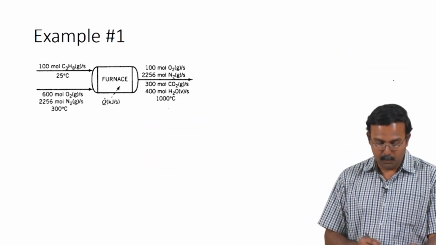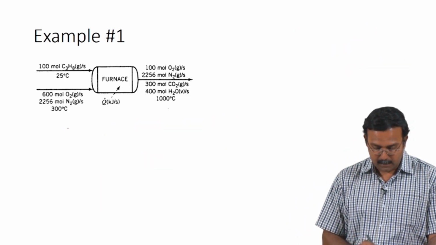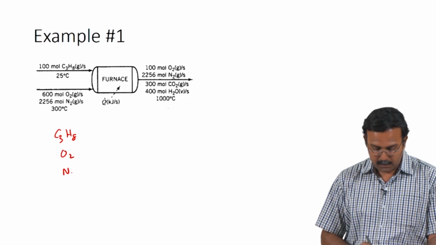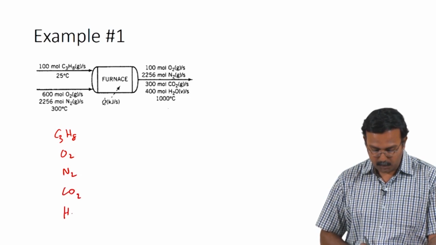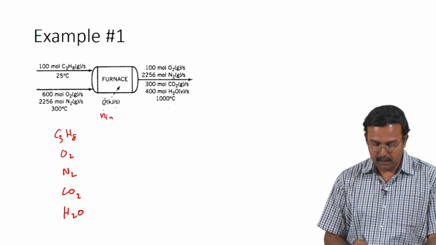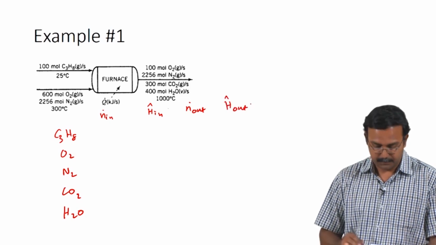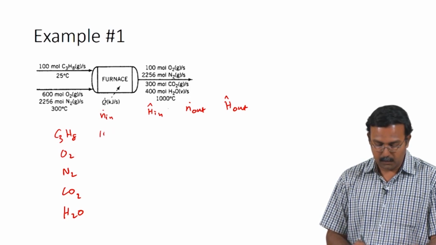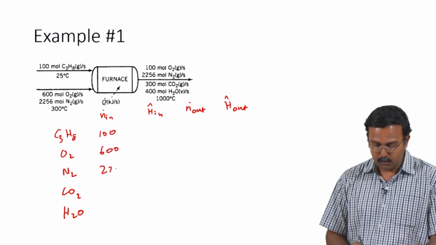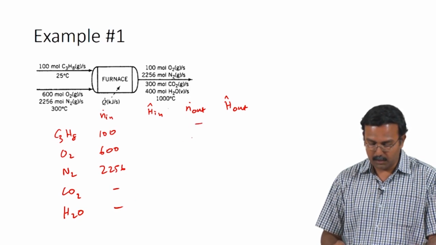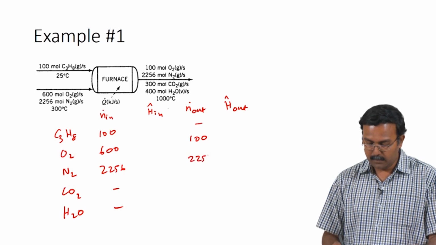So, your enthalpy table would now look like this. You would have propane, oxygen, nitrogen, carbon dioxide and water. You have N in dot, H cap in, N out dot and H cap out. So, N in is 100, 600 and 2256, and these are zeros, and you have N out as zeros for this and 100, 2256 and 300 and 400.